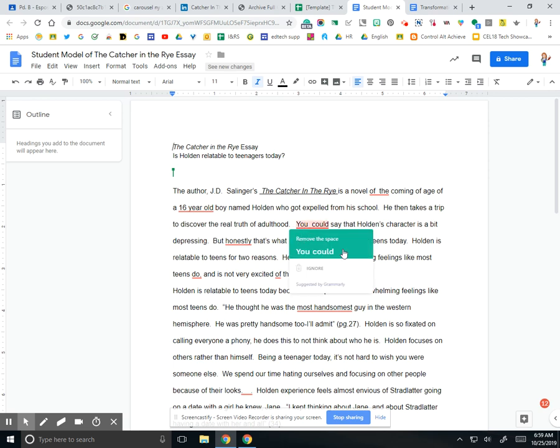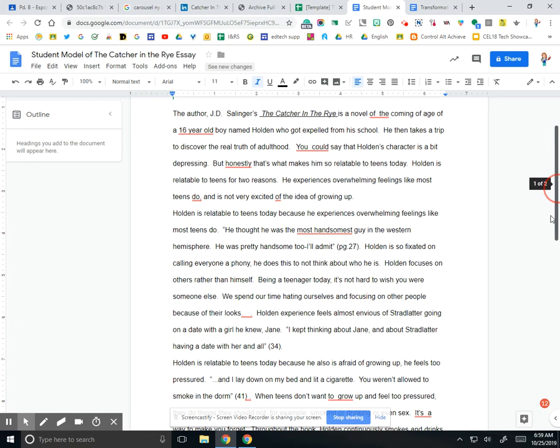Here, I think I could have done a little bit better of a job talking about his depression, and I noticed that maybe I could combine these 2 sentences. I say Holden is relatable to teens for 2 reasons. He experiences overwhelming feelings like most teens do, and is not very excited of the idea of growing up. Here, I think I could have done a little bit better job being more specific regarding the idea of growing up. So I think when I go back, I might try to word that differently so it's a little bit more specific.